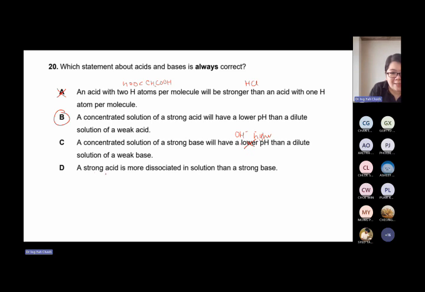Last one, a strong acid is more dissociated in solution than a strong base. No, both strong acid and strong base are fully dissociated in solution. Full, 100%, both also 100%. So we can't say which one is more dissociated. The word more is not correct, it should be same, they dissociate to the same extent. Both also 100%. So not correct. So 20, the answer is B.